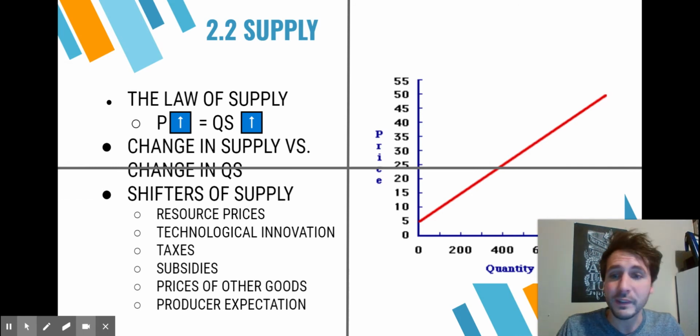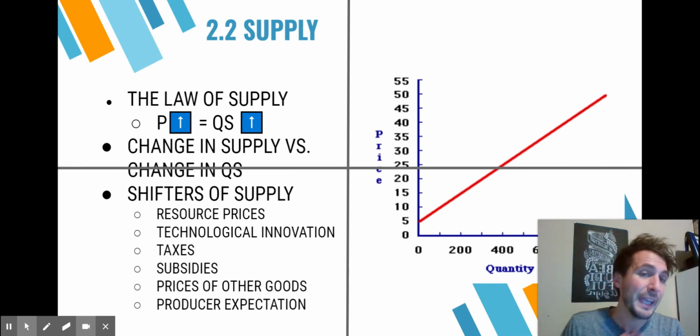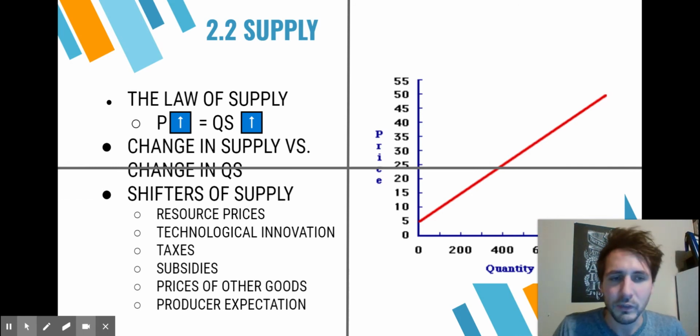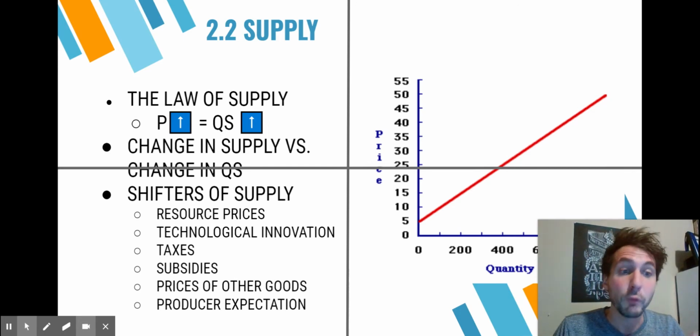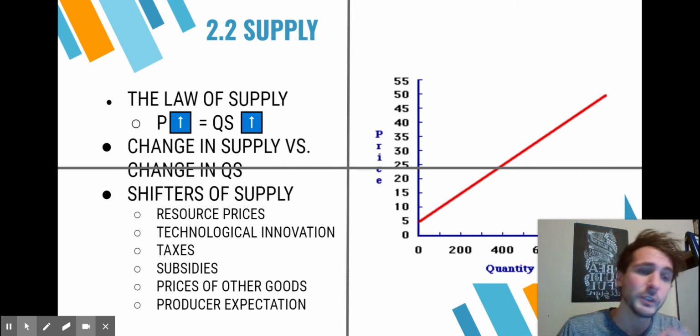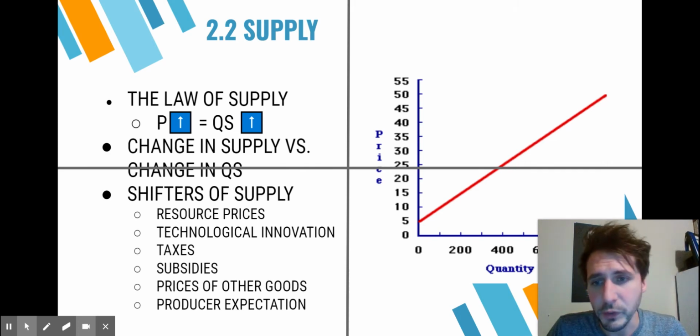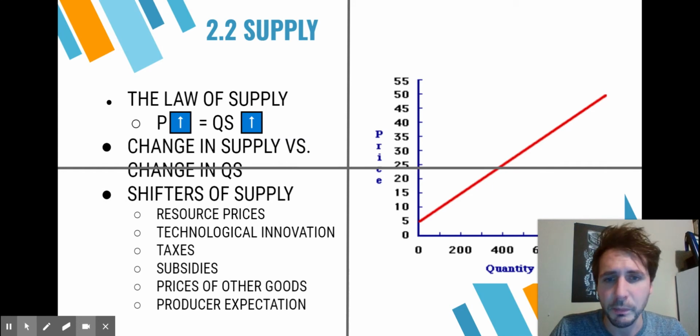That's very different than saying one of these determinants happens and it shifts supply to the right or shifts supply to the left. Let's take a look at your shifters of supply. You have resource prices. The resource price of producing the good that you're producing goes down, we're going to supply more of that because it's more profitable. Supply shifts to the right and vice versa. So that inverse relationship there.